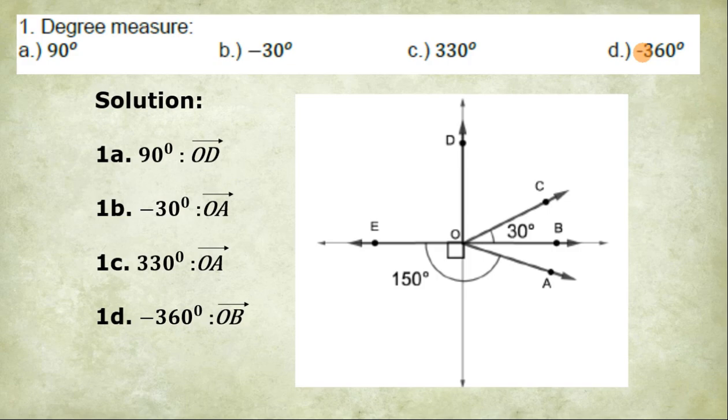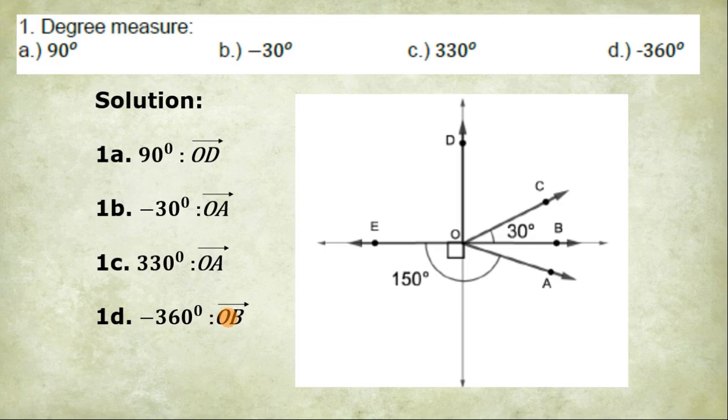So what is the terminal side? From the initial side OB, since it is a negative angle, we have to move clockwise. The movement of the clock in your wristwatch or in your wall clock. So going clockwise, 360 degrees. This is 180 degrees plus another 90, 270 plus another 90. It's 360. It coincides with the initial side. So negative 360 degrees. In this particular figure, the terminal side is ray OB.